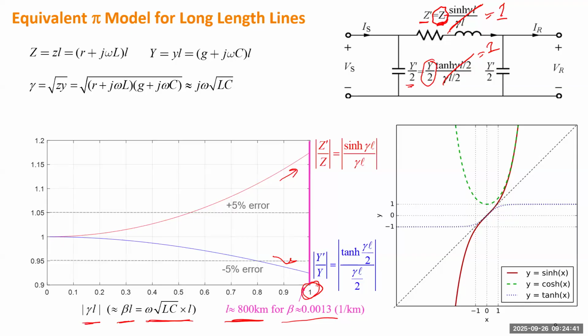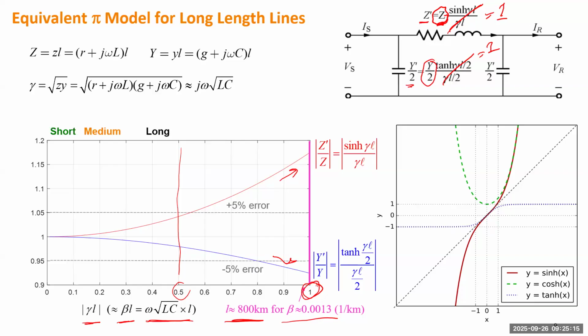So if we take 5% error as some limit, it will be roughly here, right? It will be about half of the 800 kilometers. Which means if the line is shorter than 400 kilometers, the error will be limited to just 5% if you treat this line as a medium line, not as a long line. But definitely, if you take the long line model, that would be 100% accurate.